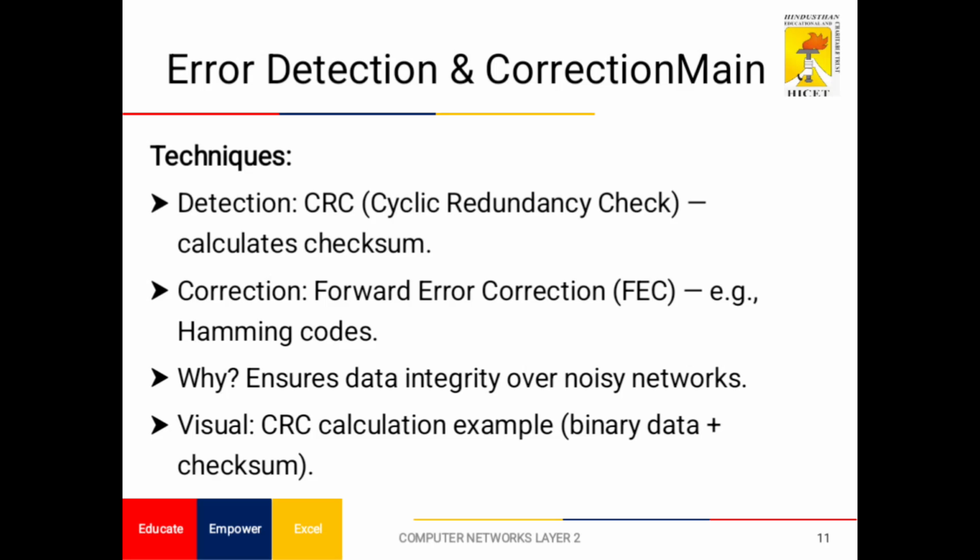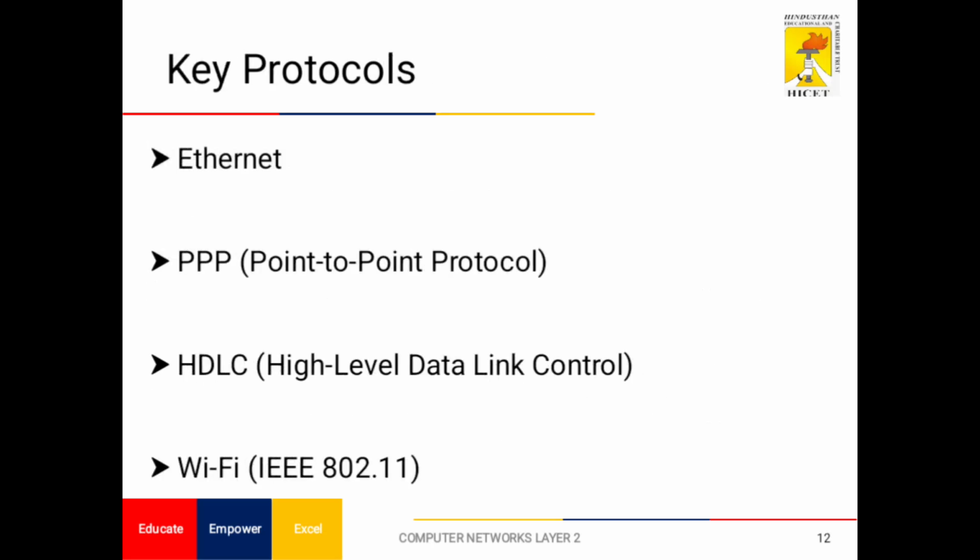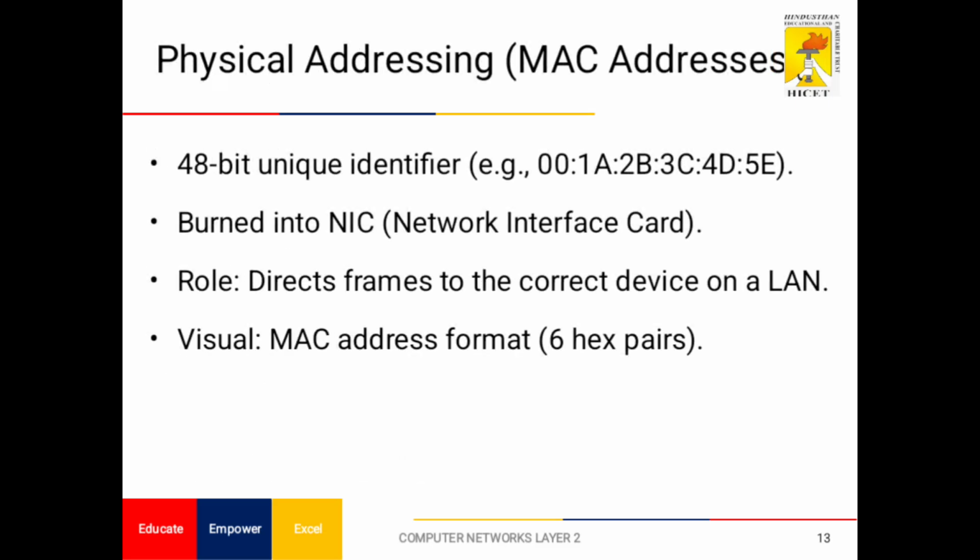plus the addition of checksum. The next are the main key protocols used in the data link layer to transmit the packet to the network layer: Ethernet, PPP, defined as Point-to-Point Protocol, and HDLC, the High-level Data Link Control framework, to forward the packets from the data link layer to the network layer. Obviously, we are using Wi-Fi, the IEEE 802.11 standard.